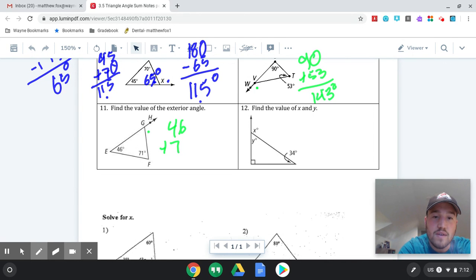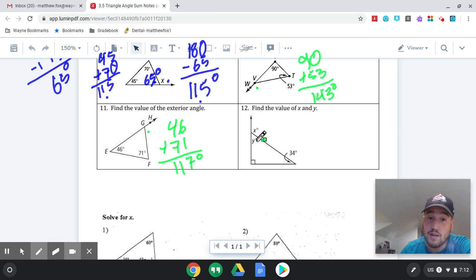46 plus 71. And our final answer, we get 117 degrees. And we are done with that problem. Okay, so now our next one. On this one, there are two different angles we have to find, where the x is and the y. So it's up to you which one you do first.